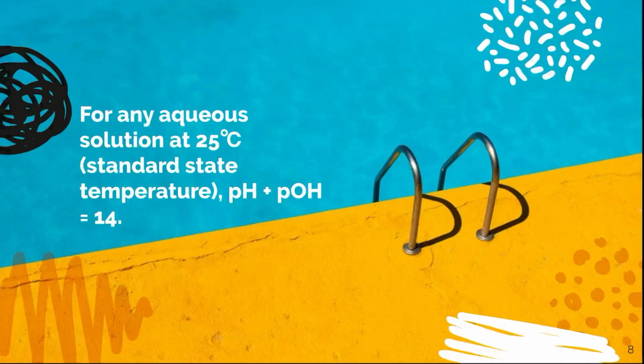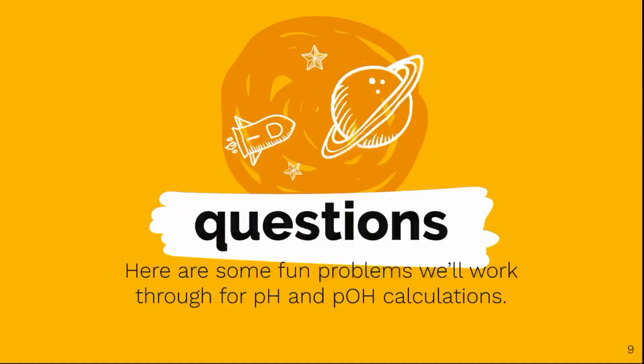So you'll remember from chapter 11 that STP, which is standard temperature and pressure, was 0 degrees Celsius, but this is standard state temperature and it's 25 degrees Celsius. So make sure you know the difference between standard state temperature and standard temperature and pressure, which is just 25 degrees Celsius versus 0 degrees Celsius.